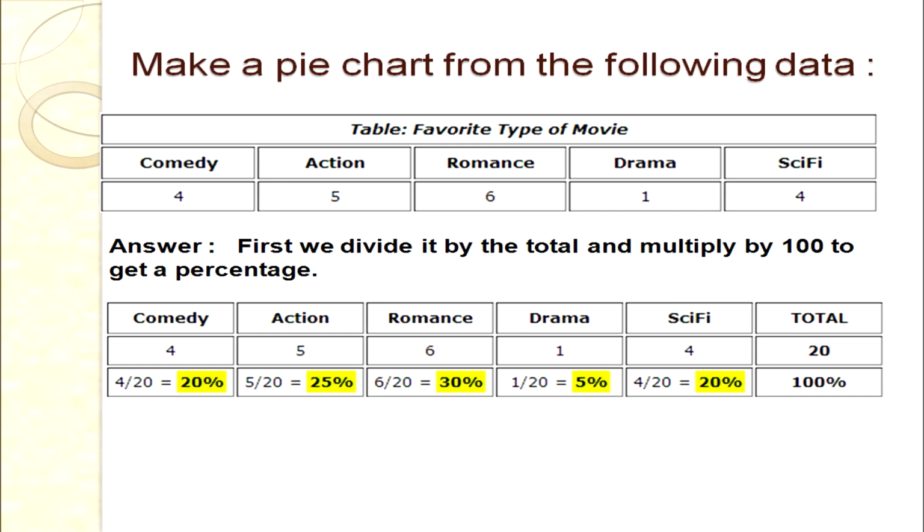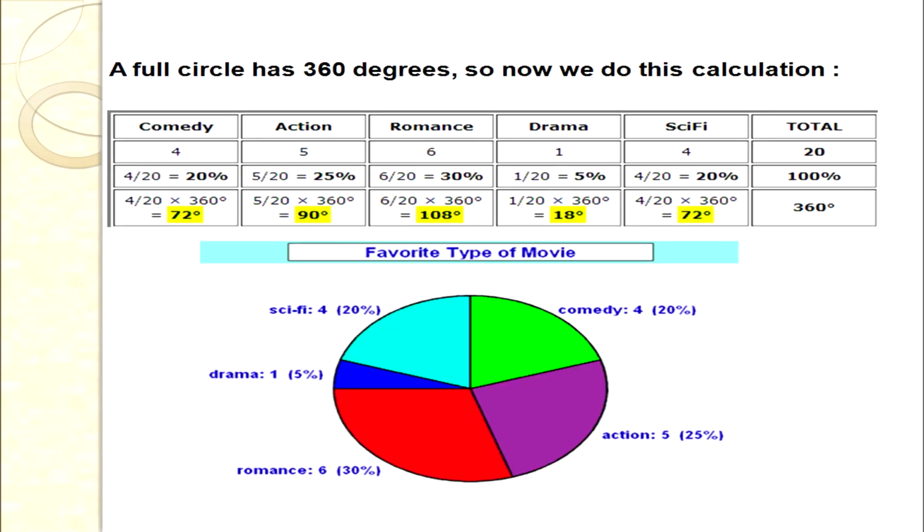Once we have done the first step, I can now find the degrees. Whatever percentage we have just computed, we have to multiply by 360 degrees. So, for comedy, 20% into 360 degrees gives us 72 degrees. Then 25% into 360 degrees gives you 90 degrees. Once you have calculated the degrees, again cross check. All the degrees when added should be 360 degrees. So, we now know that we have calculated the data properly and converted the data into degrees.